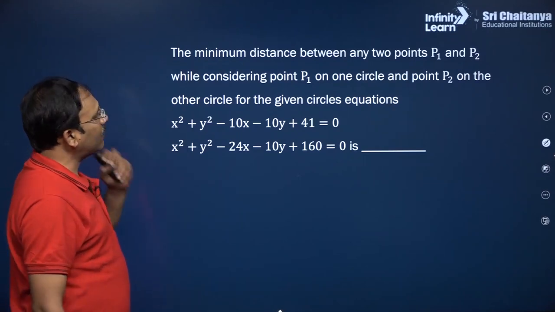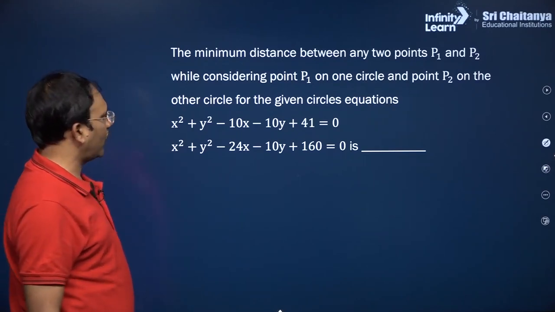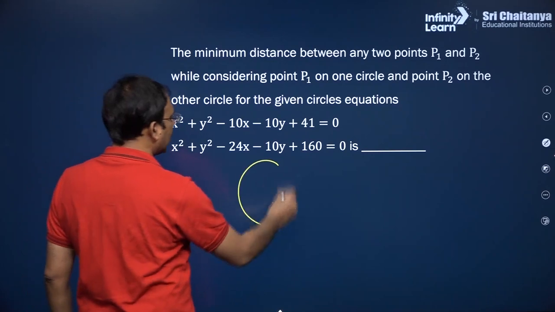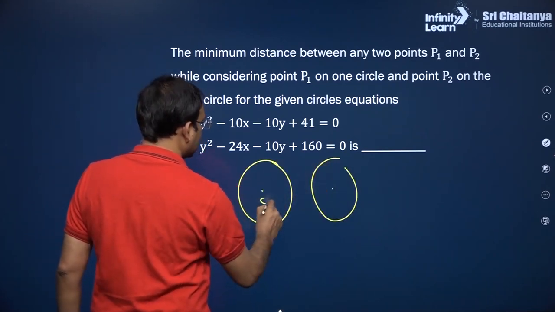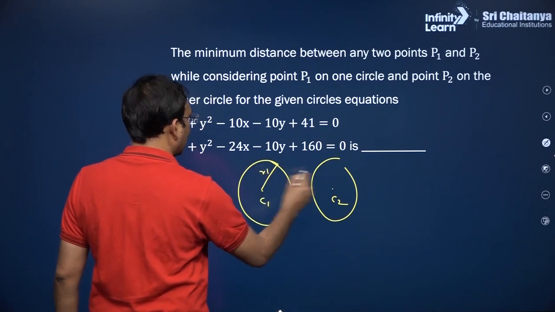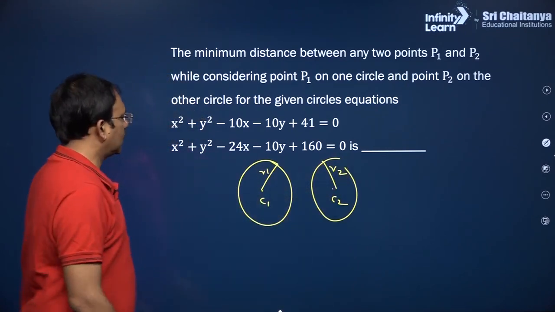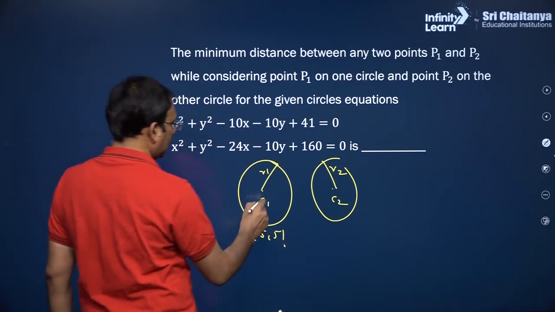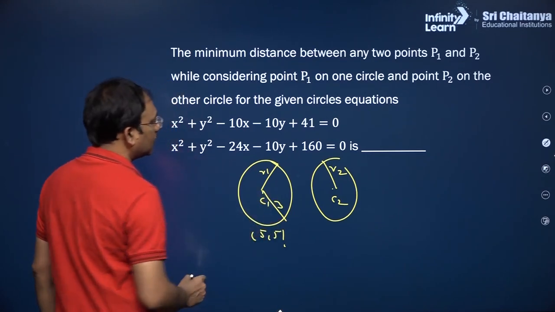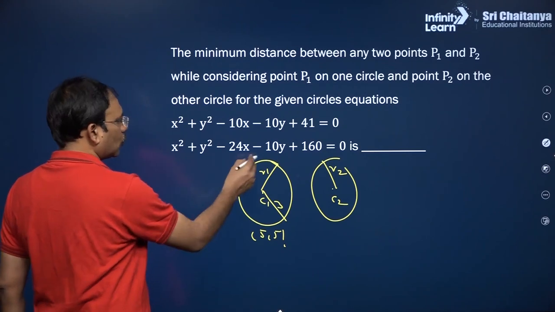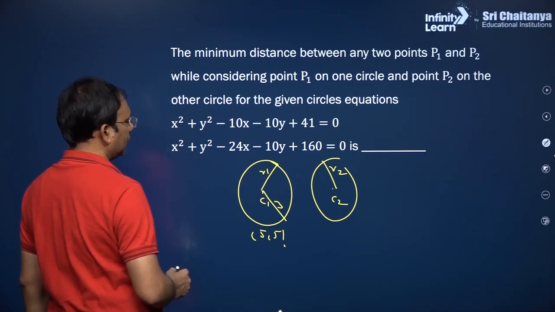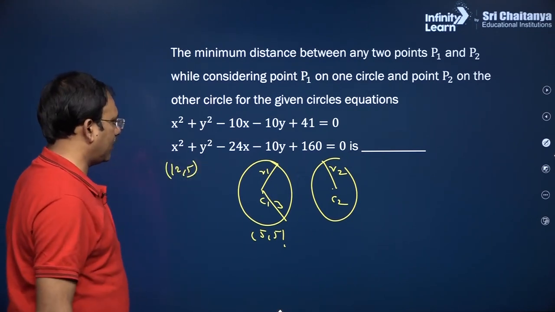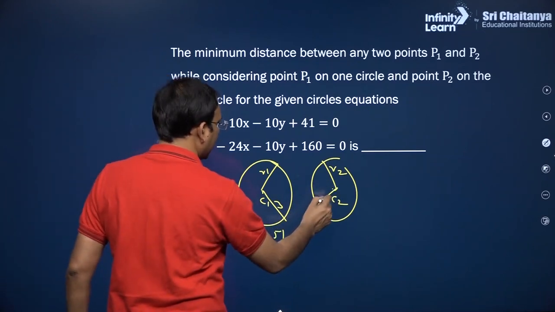Next, my dear friends, the minimum distance between the two points P1 and P2 while considering P1 on one circle, P2 on the second circle. Simple, my dear friends, you just observe for both the circles, two centers C1, C2, you find two radii R1, R2, okay? Here the center is 5 comma 5, radius is 3. Here the other one, you can say 12 comma 5, 169 minus this 9.